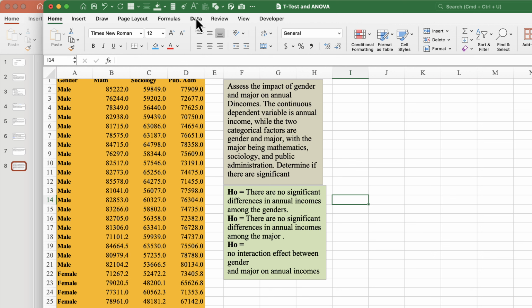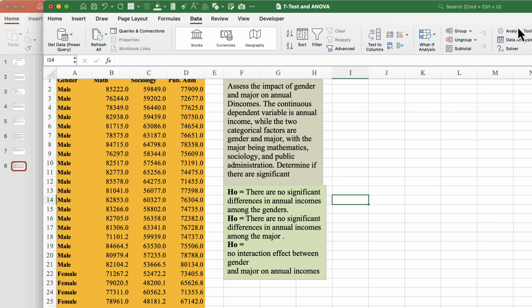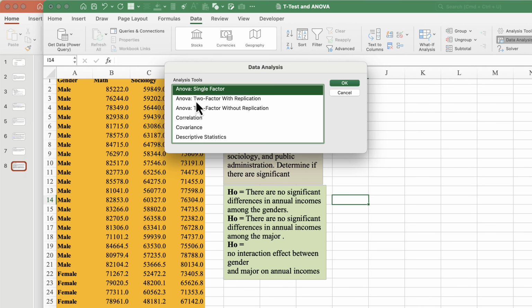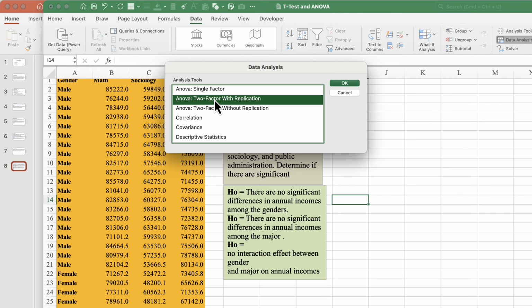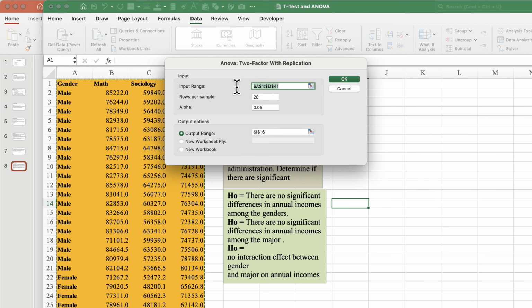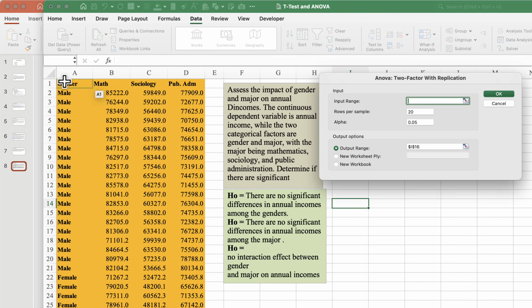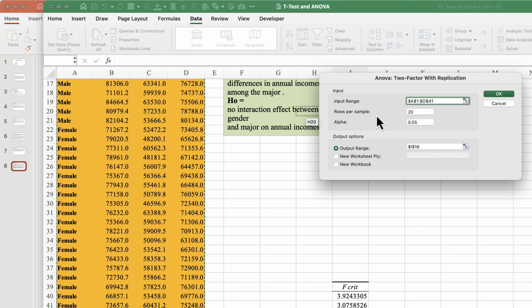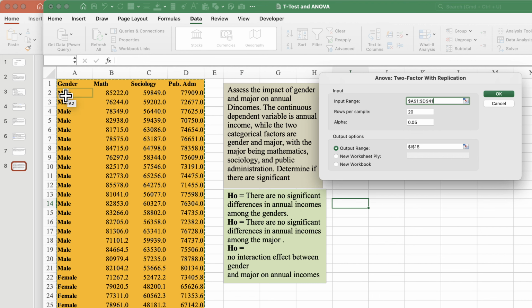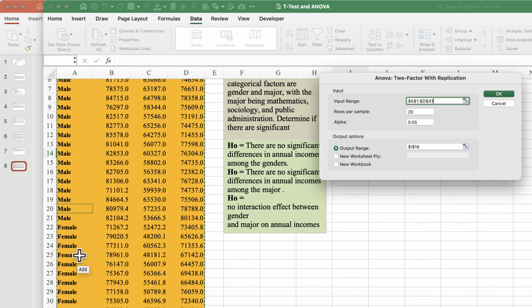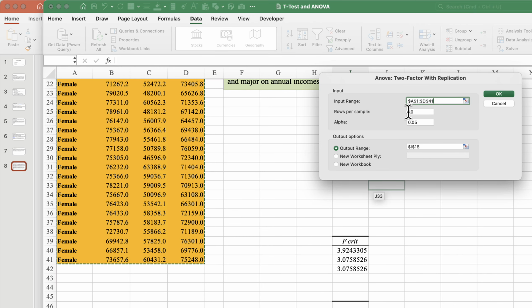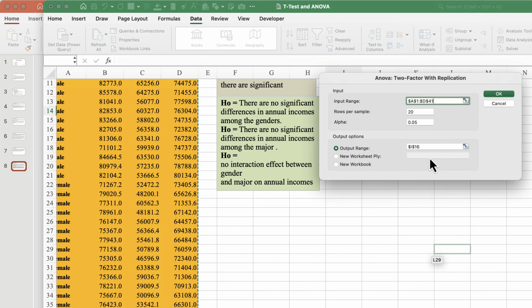Microsoft Excel has this feature, so click on Data and then Data Analysis, and then here we have ANOVA: Two-Factor with Replication. The first one is input range. I will select the whole data, and the next thing is rows per sample. In this case we have 20 rows. Our data has been organized in a way that there are 20 rows for male and 20 rows for female. So rows per sample is 20, alpha is 5%, and for output range, I want my results to appear here.